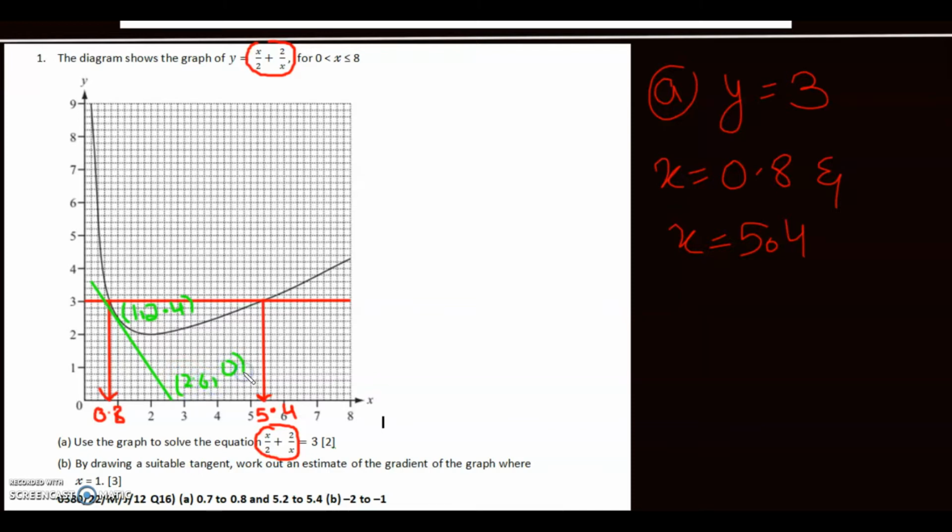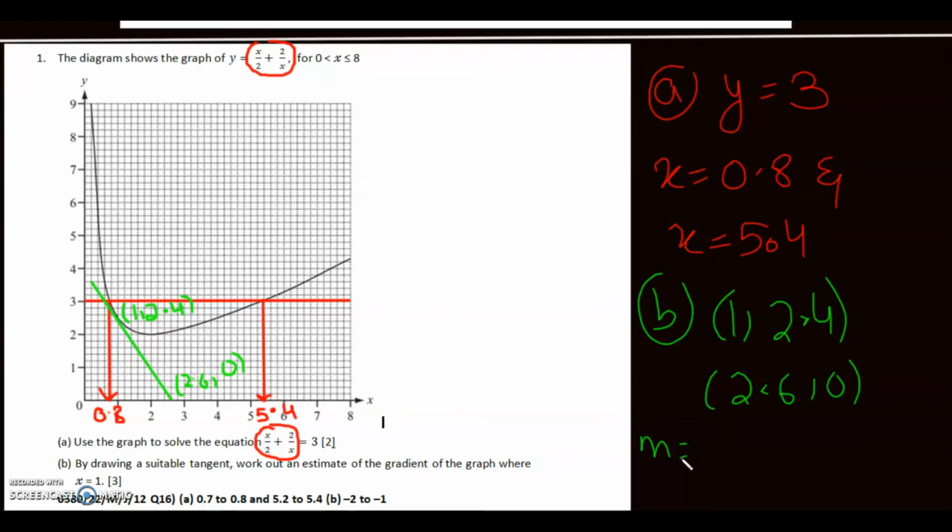Now to find the gradient, I have the two points. Let me write them again over here. One is 1, comma 2.4, and the other one is 2.6, comma 0. To find slope, I'll do y2 minus y1 upon x2 minus x1. So 2.4 minus 0 upon 1 minus 2.6. So what do I get? I'm getting 2.4 divided by 1 minus 2.6, which is minus 1.5, which is an acceptable answer according to the range given in the marking scheme. Minus 1.5.